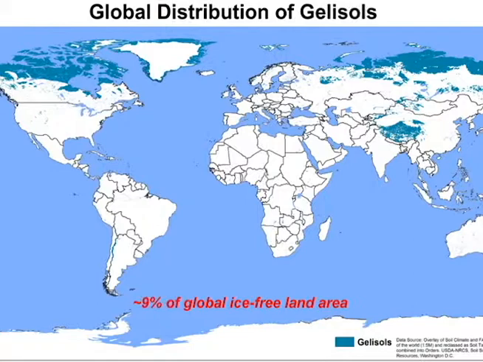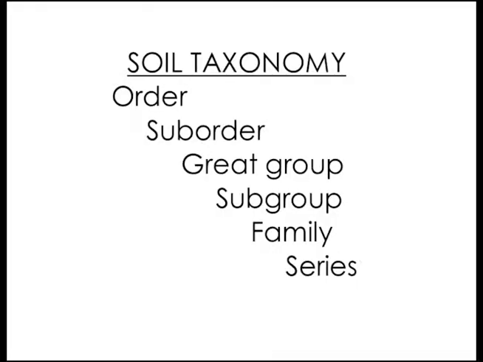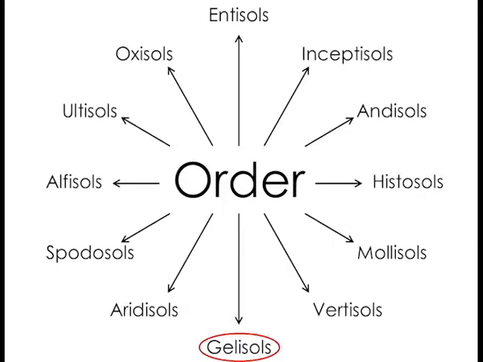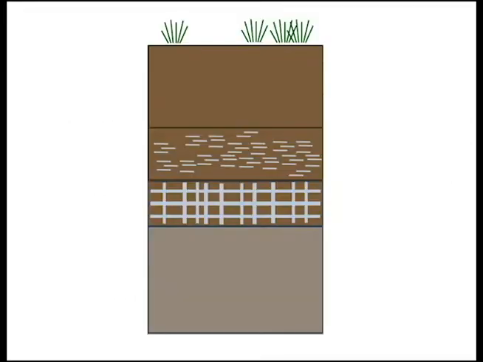Permafrost has such a huge influence on soil properties that in 1997, permafrost soils got their own order, the highest level of soil classification, in most of the major soil taxonomic systems. They're called gelisols in the USDA system, or cryosols in some other international systems. Here is a typical gelisol profile.